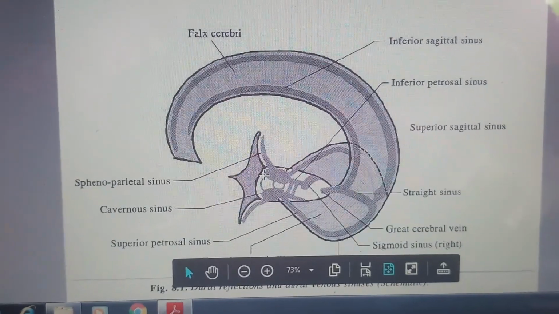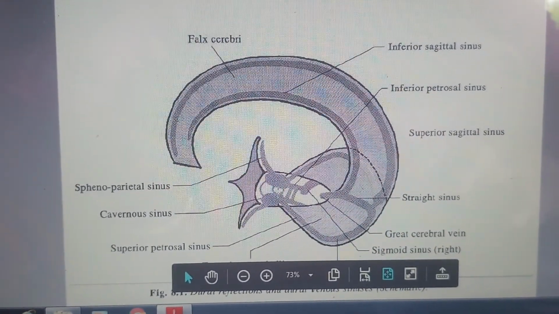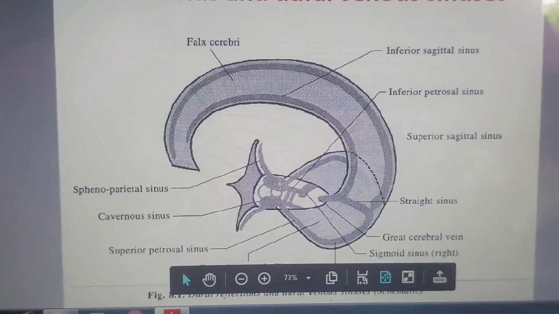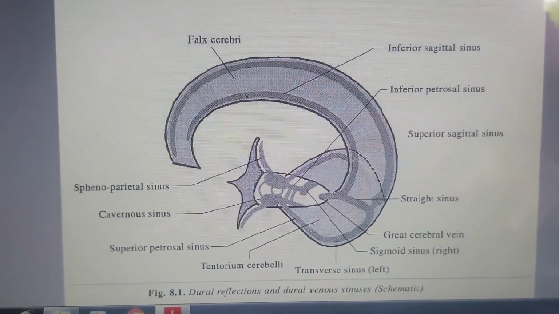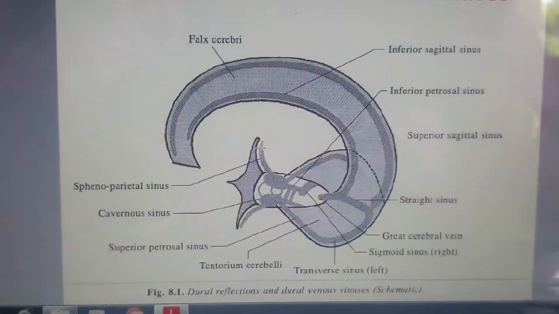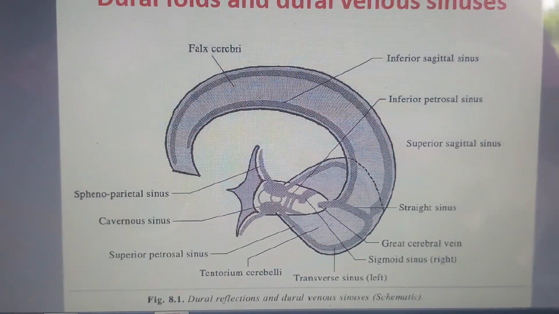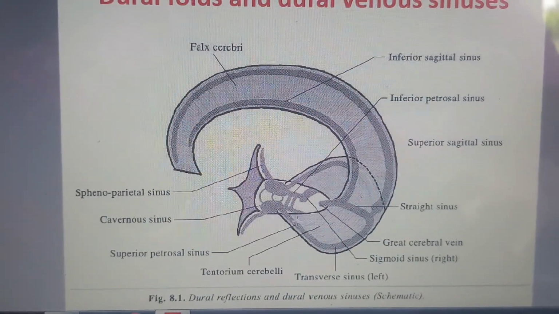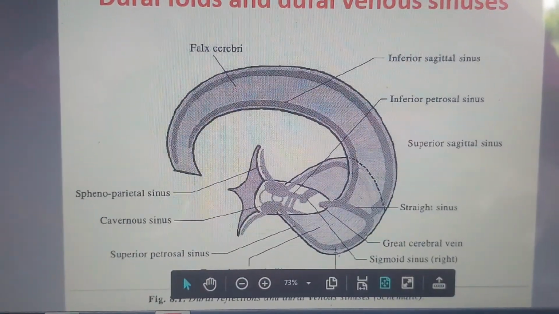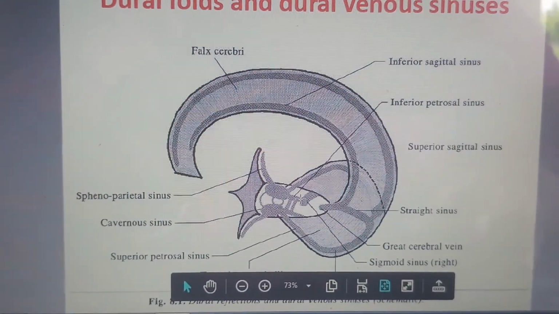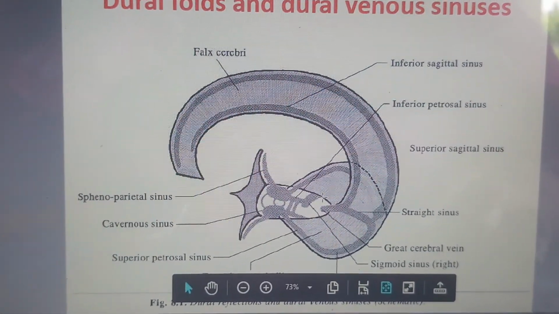Further, on either side of the sella turcica there are the two cavernous sinuses. Not only that, you will also find the sphenoparietal sinuses, and these are the superior petrosal sinus and the sigmoid sinus that you can see when you look at the inside of the base of the skull.